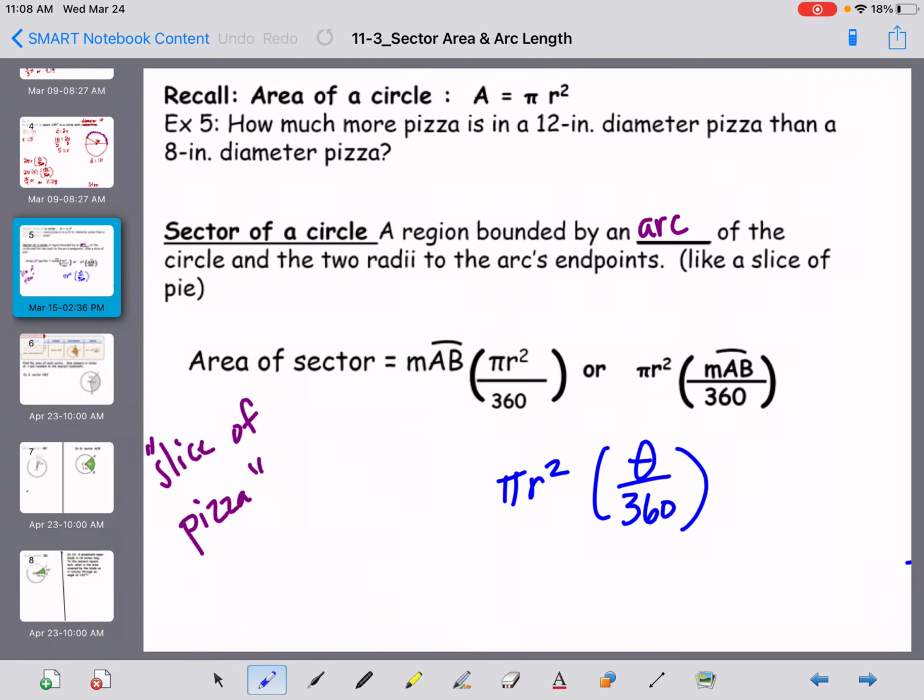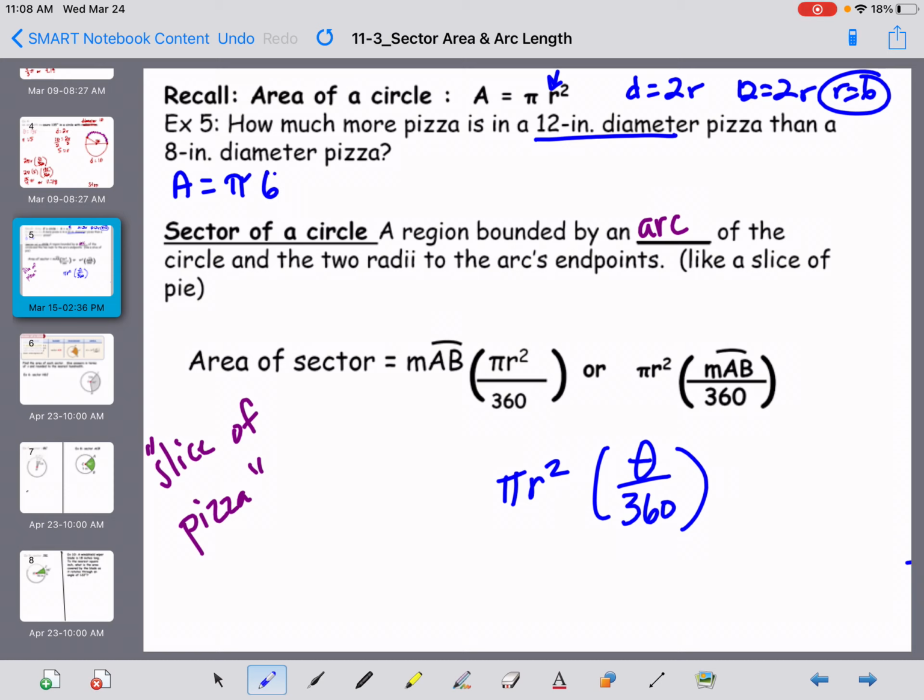is we would say area equals pi. Remember, we need r, and this gave us diameter. So diameter is 2r. So 12 equals 2r, r equals 6. The radius is just half of the diameter, folks. It would be 6 squared. So the area of a 12-inch diameter would be 36 pi.